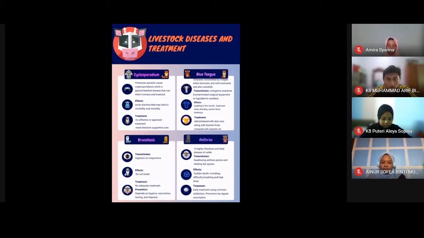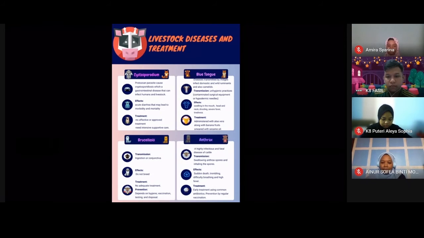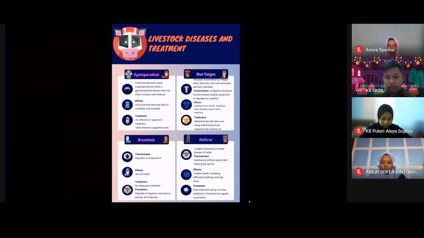Right. For the treatment, the same goes for bluetongue. There is no approved treatment, but we can administer to the livestock aloe vera along with banana fruits smeared with sesame oil to prevent the disease from spreading to other livestock.